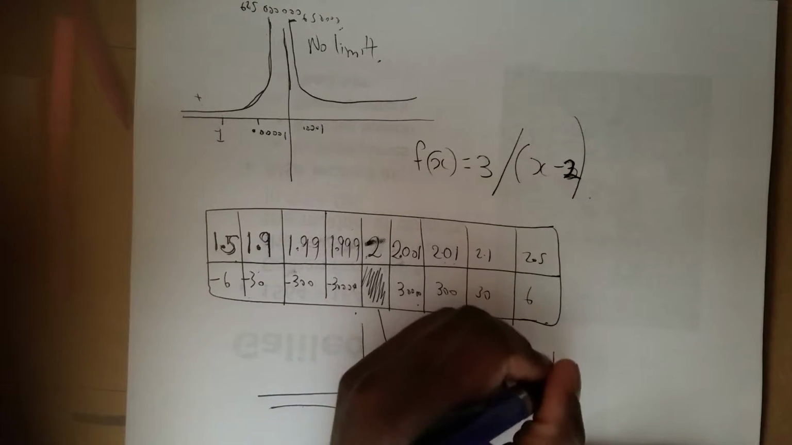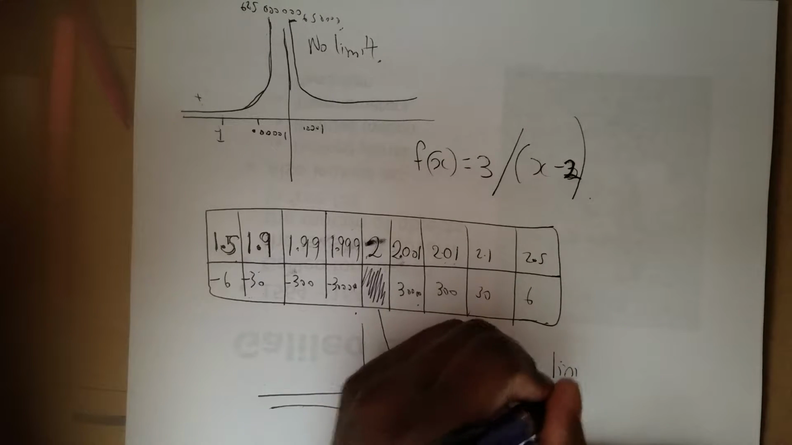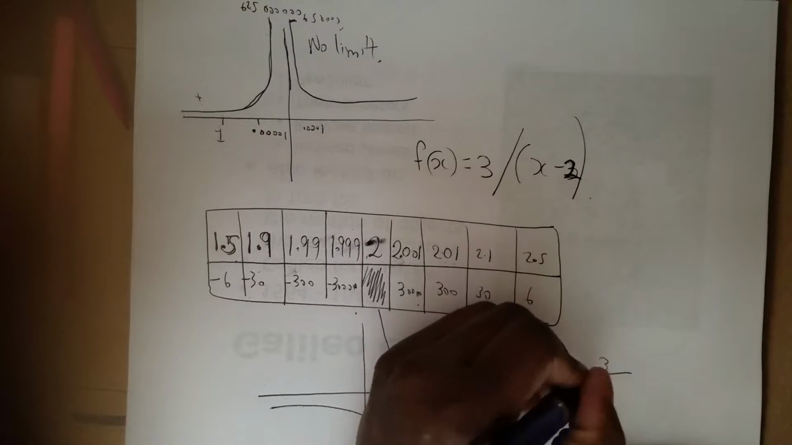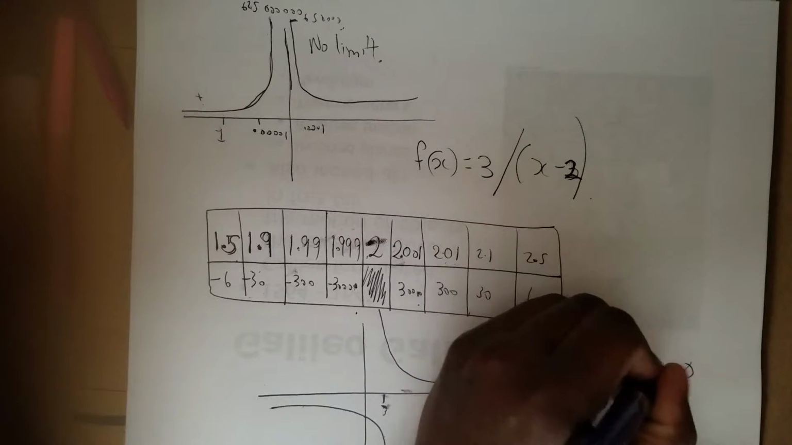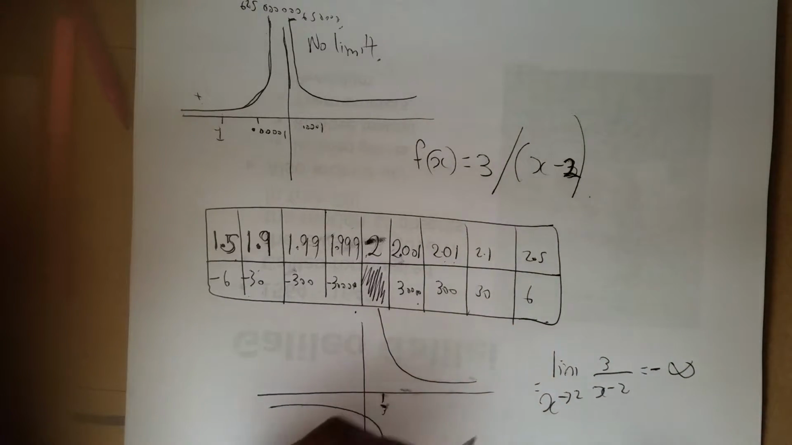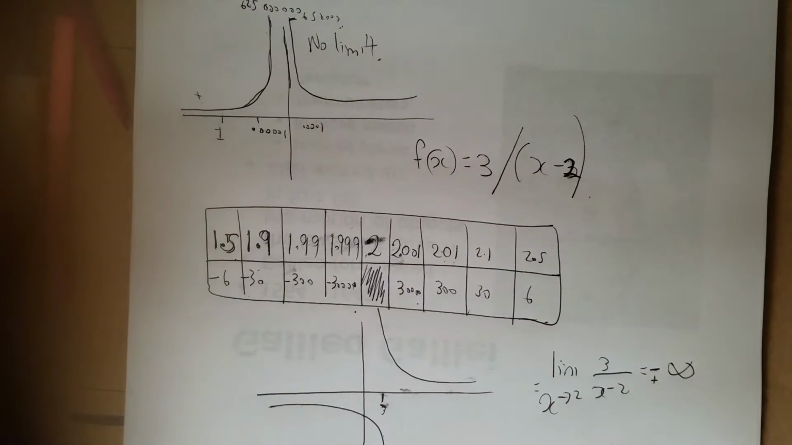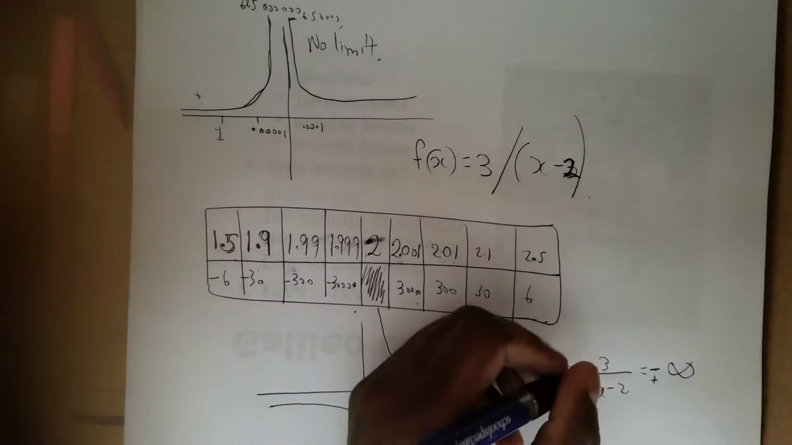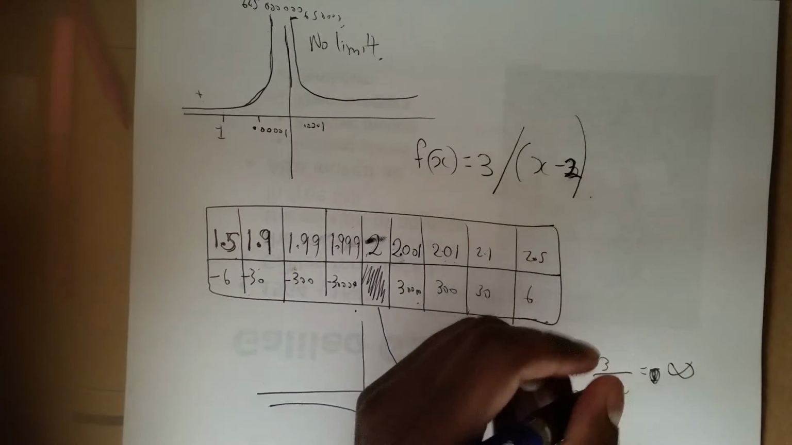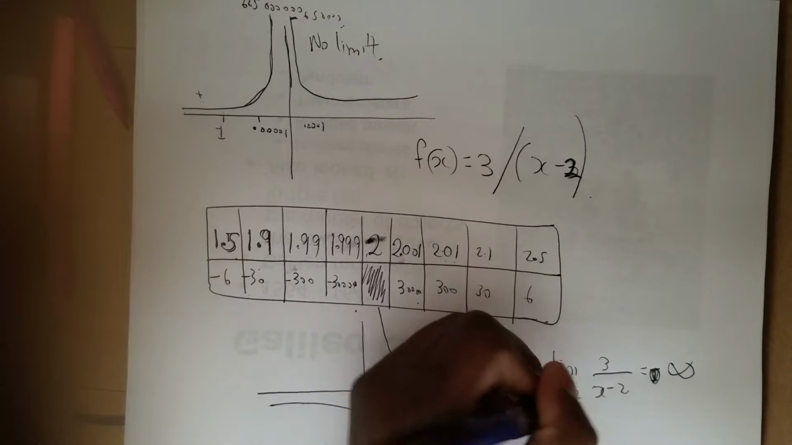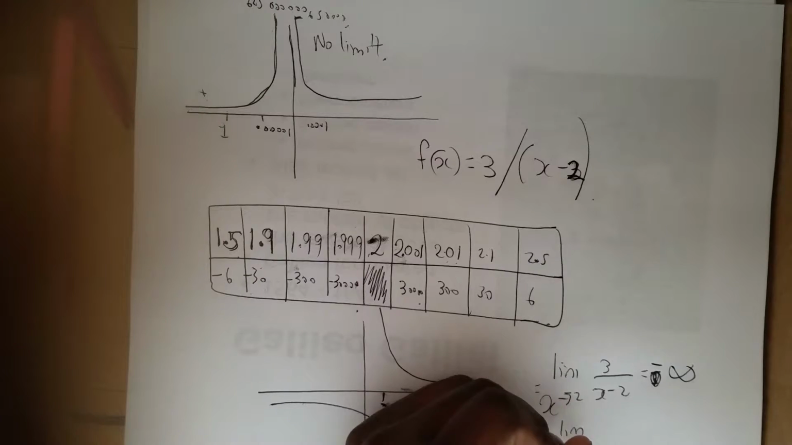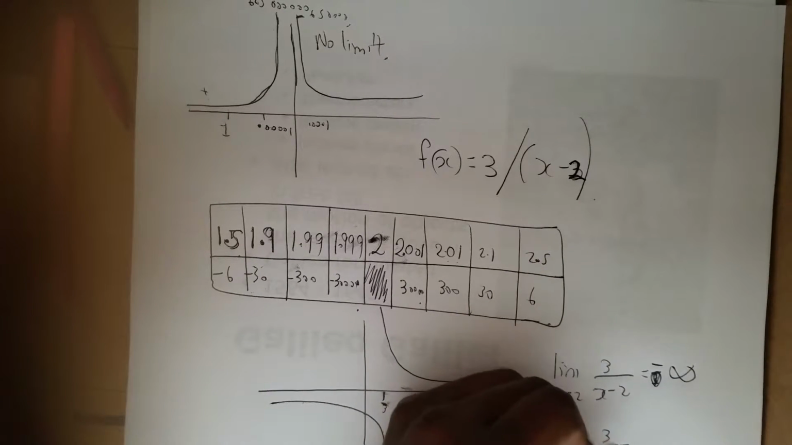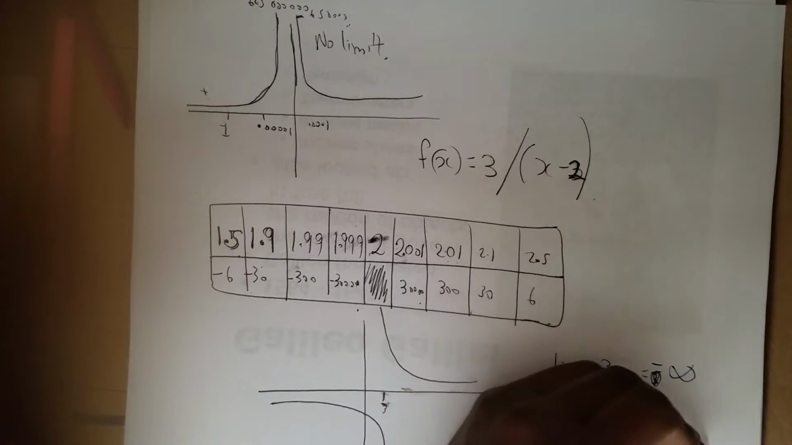So you write this graph as the limit as x approaches 2 of 3 over x minus 2 is equal to infinity, negative and positive infinity. As x approaches positive 2, it's infinite. So this is for the right hand side. You write it this way. When it approaches from the left, it's going to be negative infinity, and when x approaches from the right, 3 over x minus 2 is positive infinity.